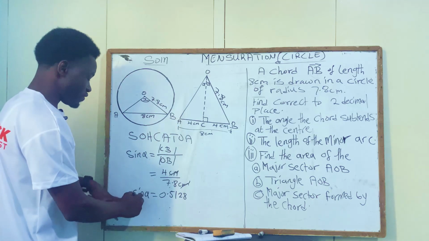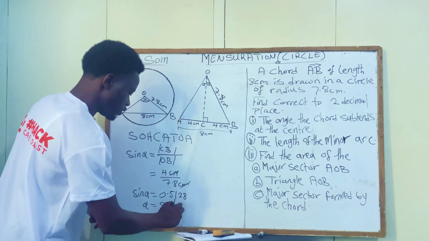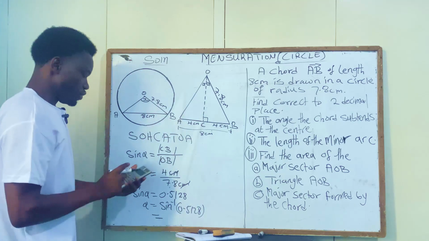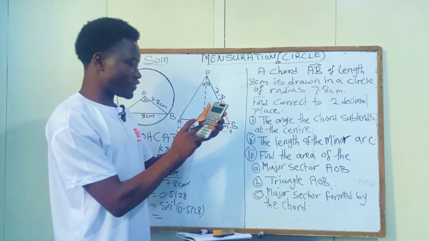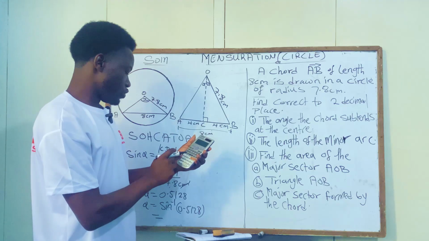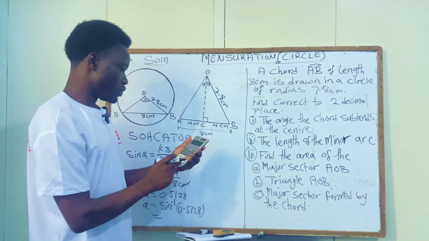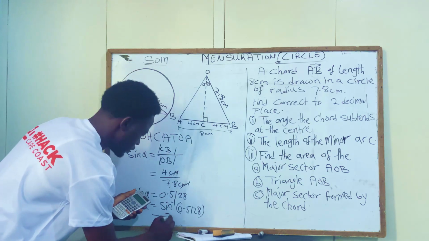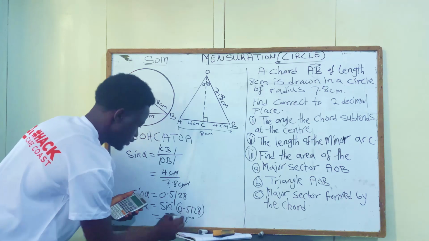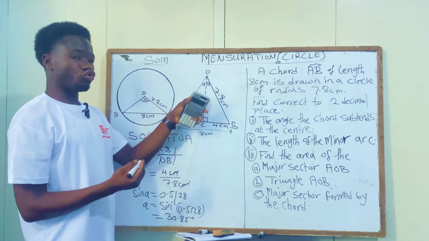Once I take sine inverse of this side, the sine goes, leaving alpha is equal to sine inverse of 0.5128. Okay? And this is equal to, take sine inverse. So we press shift and the sine symbol, then type the value inside, 0.5128. So it means my angle is 30.85 degrees.